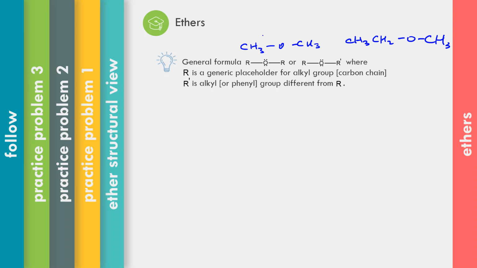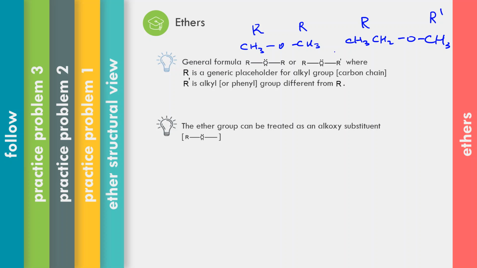So just like in this example, this is R and this is R if the groups are the same, such as CH3 and CH3, but also it could be R, O, R prime if the groups are different. The ether group could be treated as the alkoxy substituent. So here is an example. Let's say we know that CH3 is methyl.